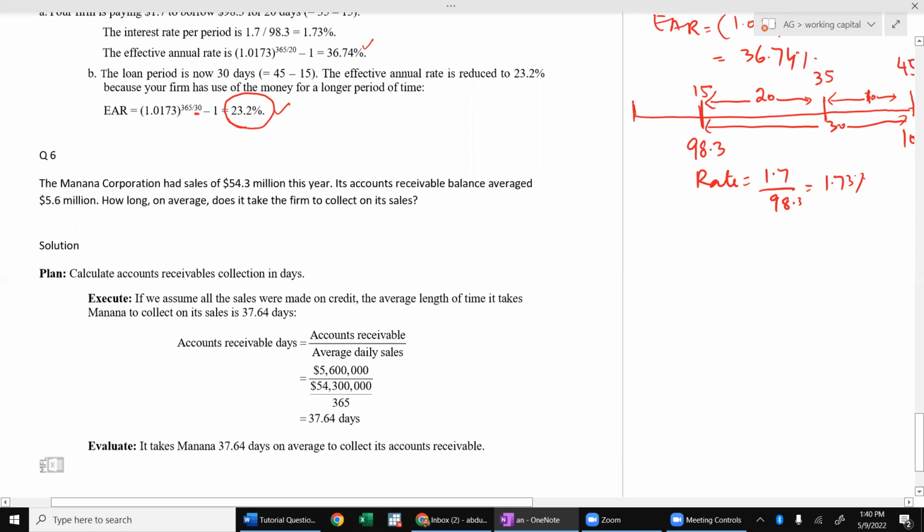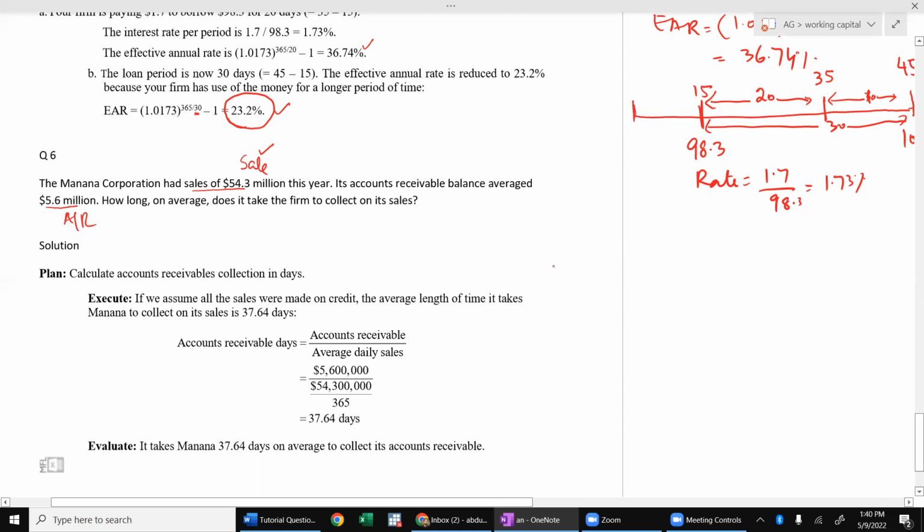So that's why it might look like a very accounting topic. Okay. The Manana Corporation had sales of 54.3 million this year. Its accounts receivable balance averaged 6.9 million. So this is accounts receivable and this is sales. We are given receivable and sales. The question is asking us, how long on average does it take the firm to collect on its sales?